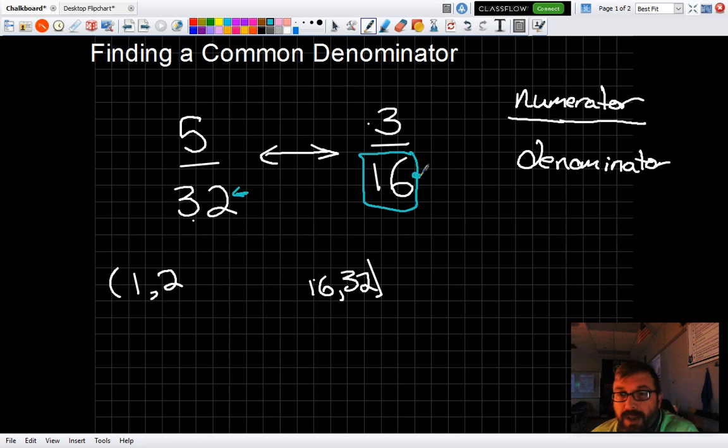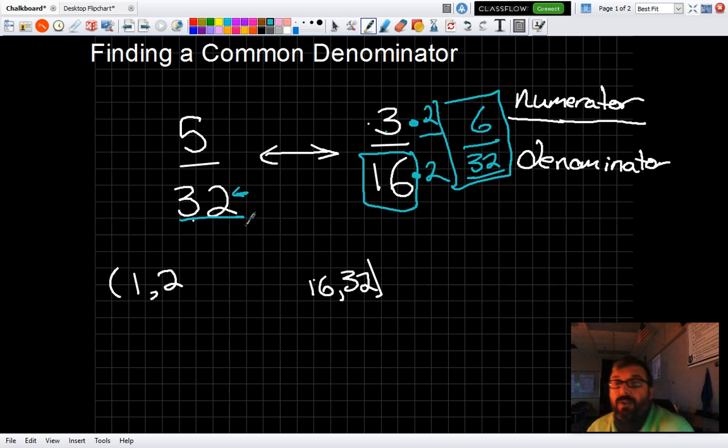So you're going to multiply the 16 by 2. Anything you do on the bottom, you have to do on the top. So 16 times 2 is 32. 3 times 2 is 6. The common denominator is now achieved because they are both 32. If you think about the factors of your denominator, sometimes you can find an easier way than the buddy pair. However, buddy pair will work. It will get you there.